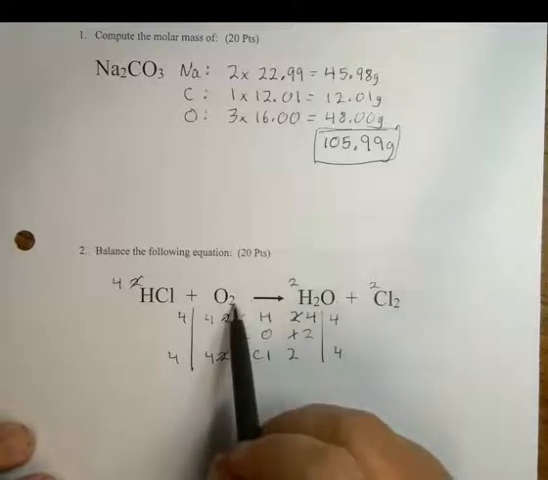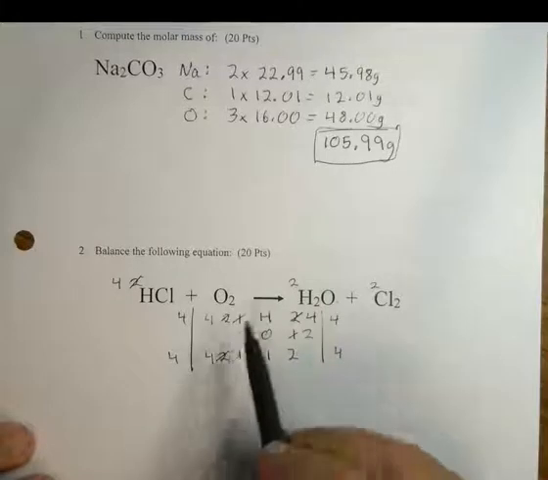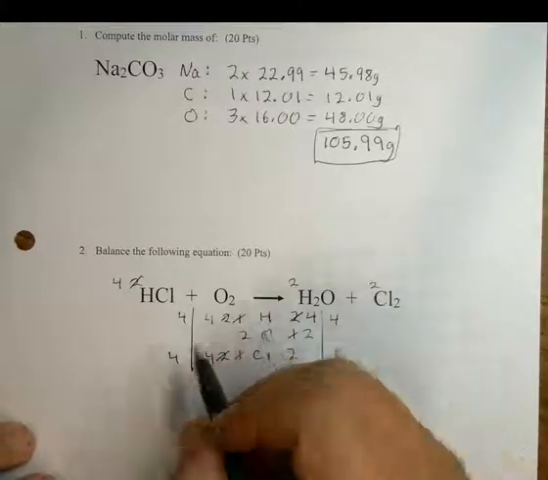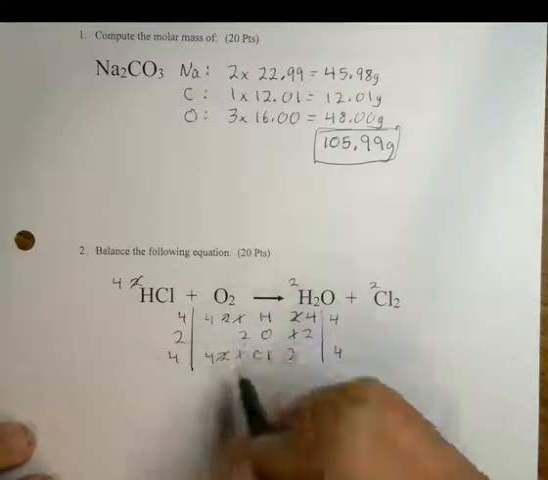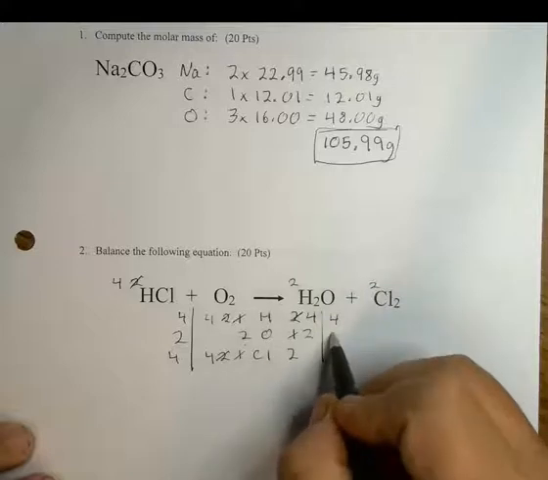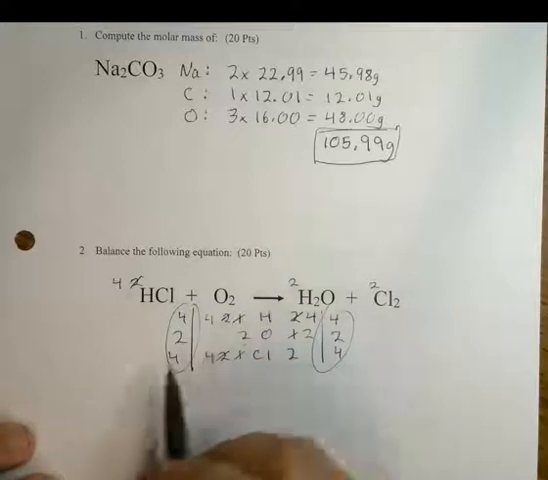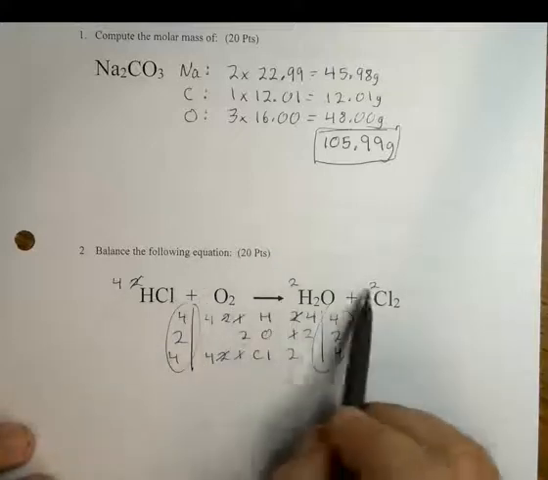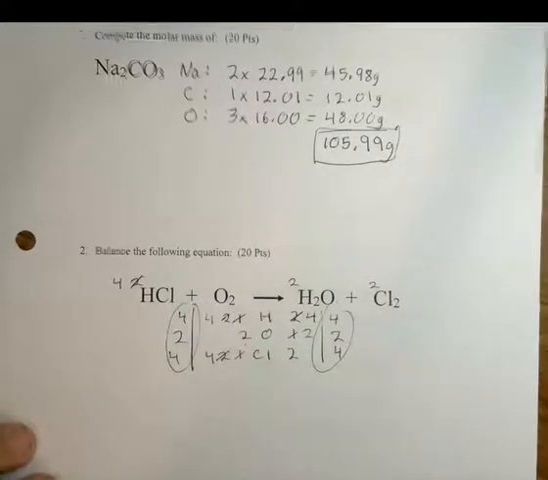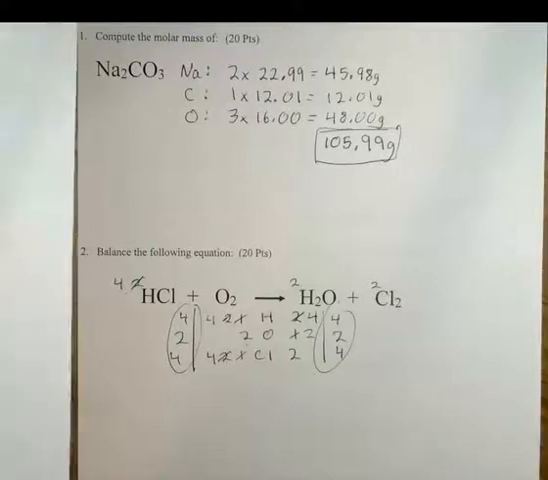And then you have 2 oxygens here. You didn't put any coefficient in front of that, so that's going to be 2 here. And over here is 2 times 1 is 2. So I have 4, 2, 2, 4. So that's in balance. So it's 4, 1, 2, 2. And that would be your final answer for that problem.